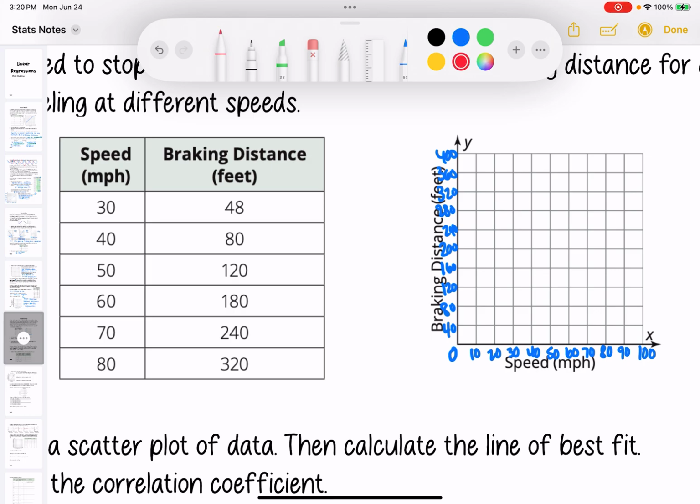So 30 and 48, 40 and 80, 50 and 120, 60 and 180, 70 and 240, and 80 and 320. All right, so that's what your graph should look like.